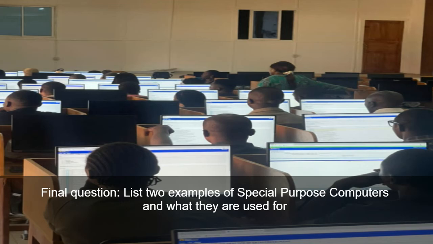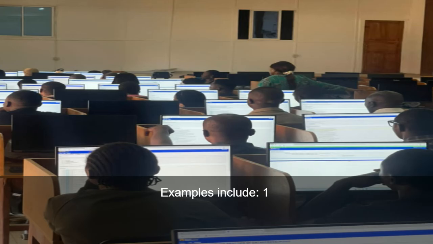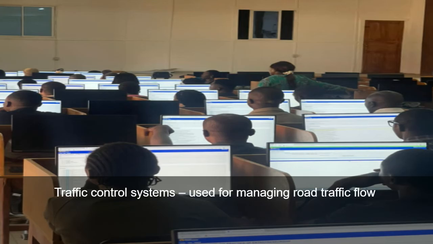Final question: list 2 examples of special-purpose computers and what they are used for. Examples include: 1. ATM machines, used for banking transactions. 2. Traffic control systems, used for managing road traffic flow.